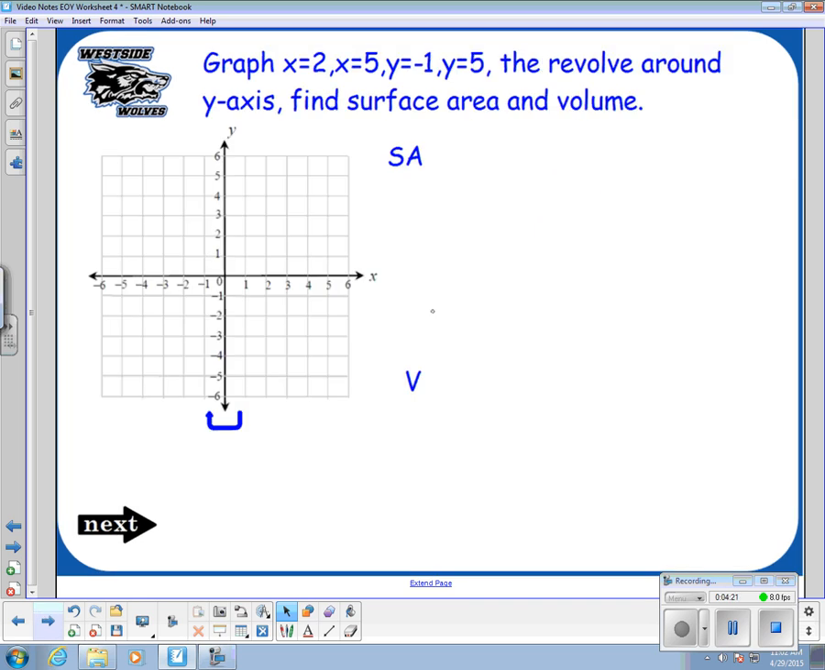So here's our first problem. We're going to graph x equals 2, x equals 5, y equals -1, y equals 5. If you want to pause the video and graph those on a piece of graph paper, that'd be great, so that you can follow along with this problem.